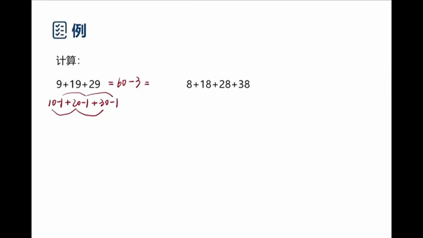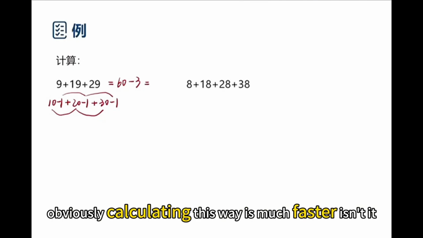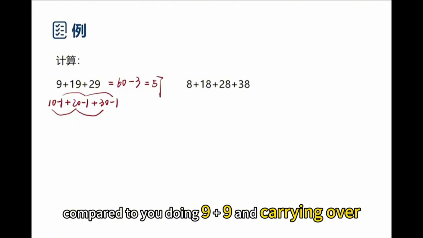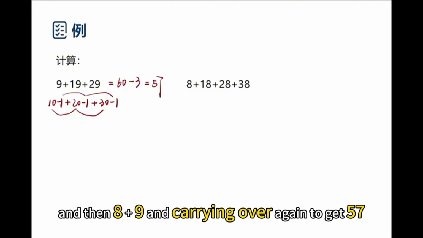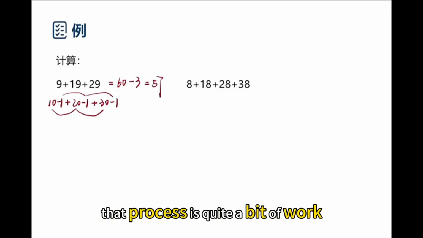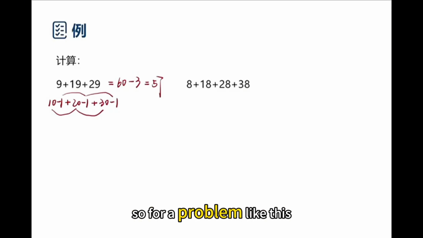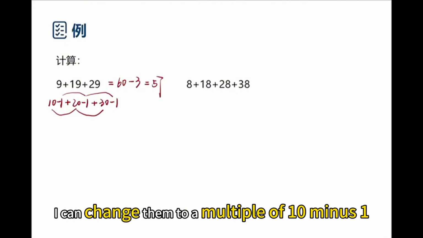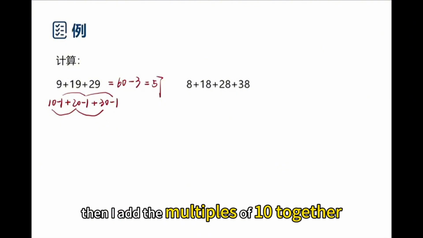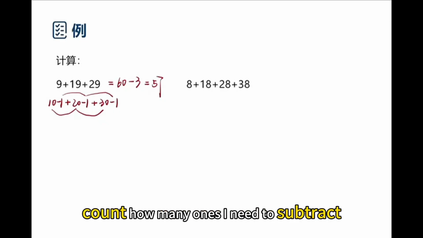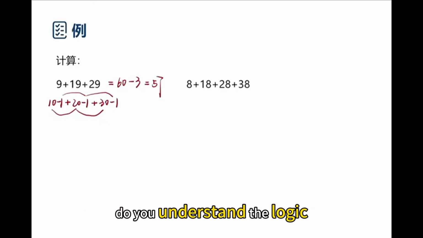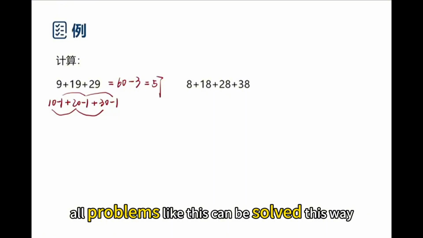Do you see? Obviously, calculating this way is much faster, isn't it? Much faster. Compared to you doing 9 plus 9 and carrying over, and then 8 plus 9 and carrying over again to get 57. That process is quite a bit of work. So for a problem like this, where we see all the numbers end in 9, I can change them to a multiple of 10 minus 1. Then I add the multiples of 10 together, count how many ones I need to subtract, and the game is over. Do you understand the logic? All problems like this can be solved this way.